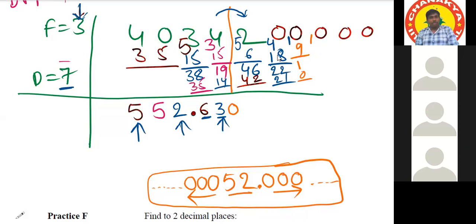Again, in 10, how many times will 7 go? What to do next? Flag multiplication, right? Yes, multiply this 0 with 3. 0 3s are 0. Then 10 minus 0 is 10. Now in 10, how many times will 7 go?